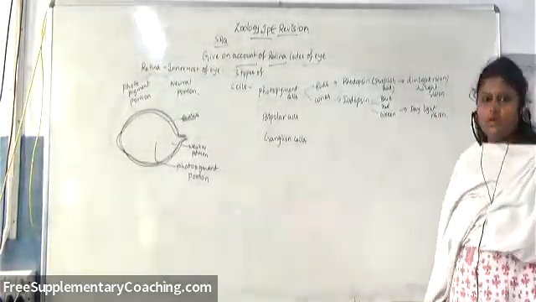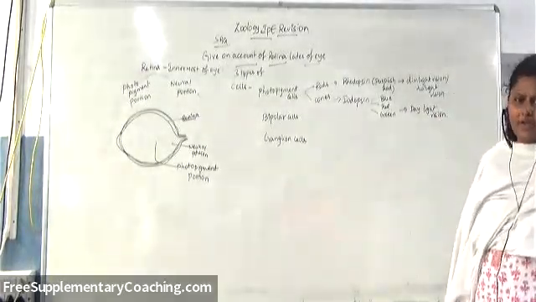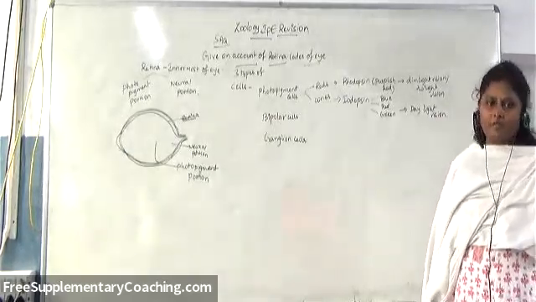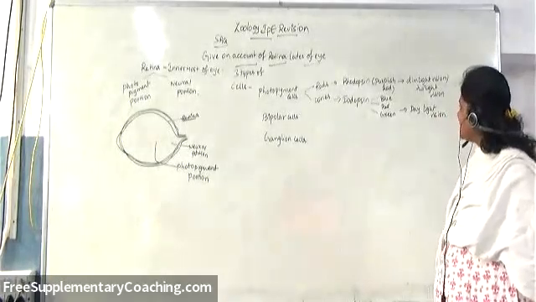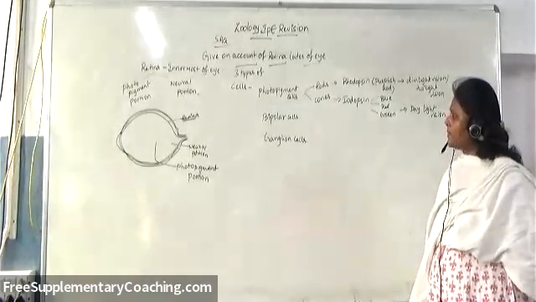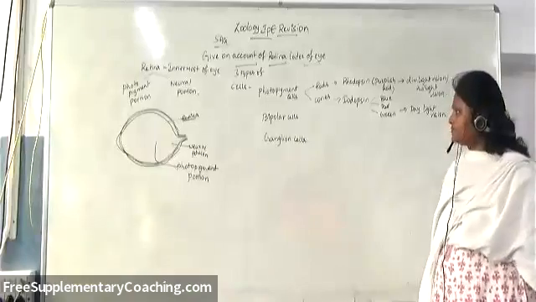Rods consist of a purplish red pigment called rhodopsin, whereas cones consist of iodopsin. And cones are of three different types: blue cones, red cones, and green cones. Apart from that, bipolar cells and ganglion cells are also present.